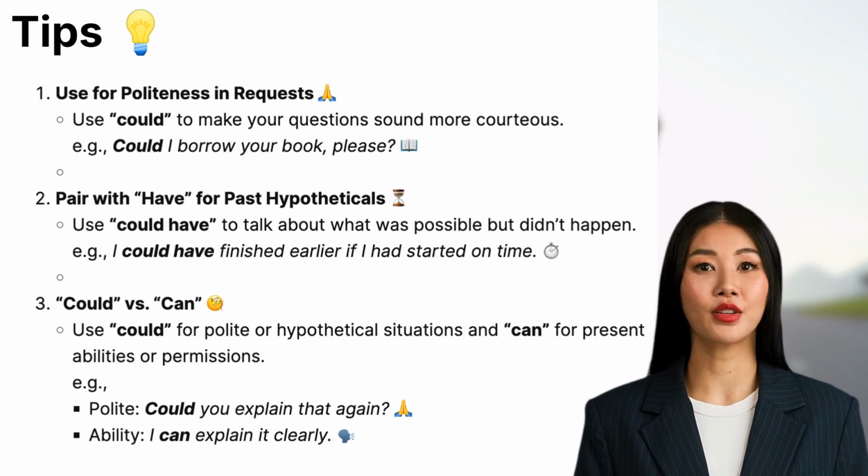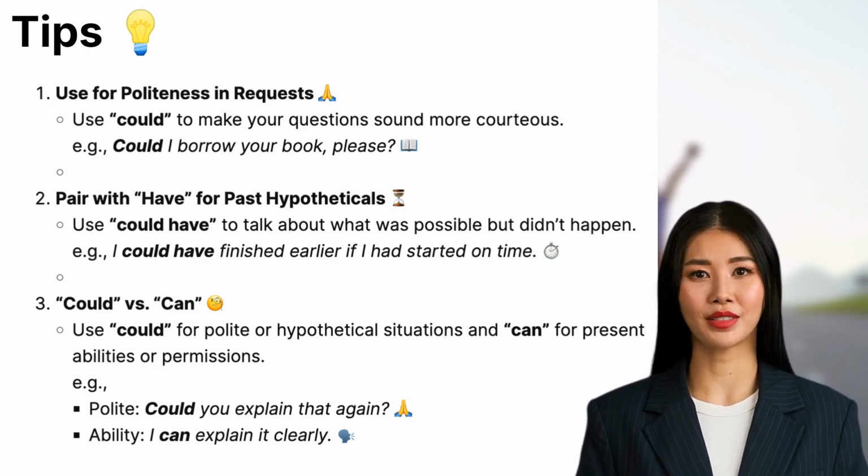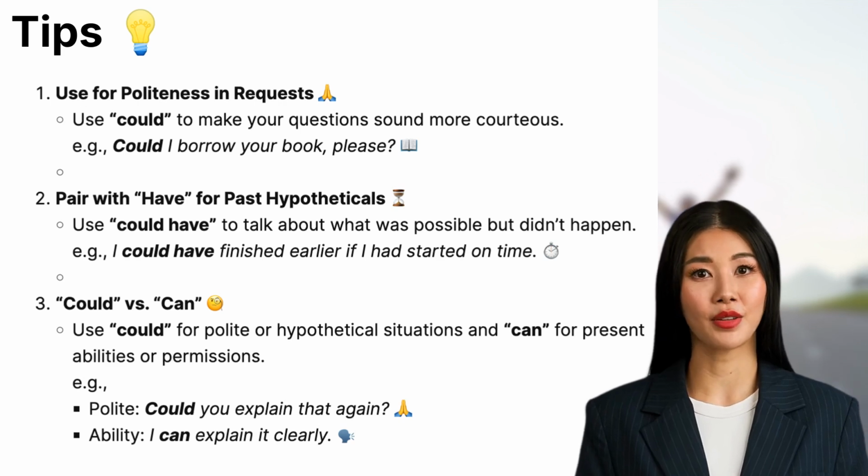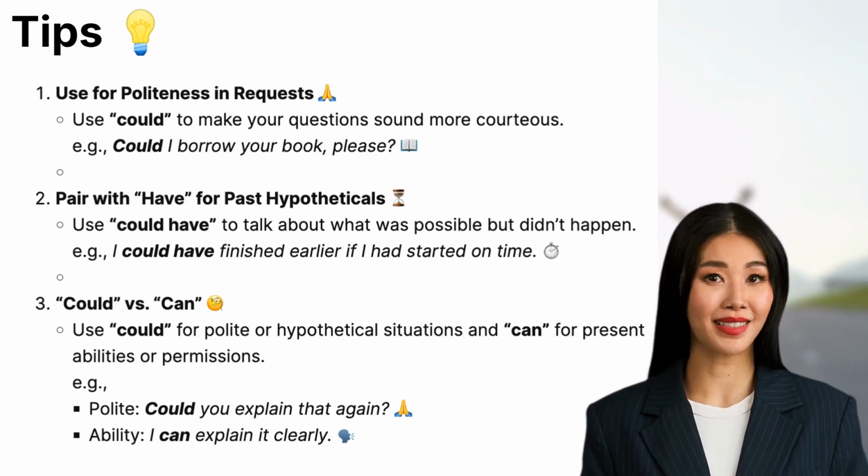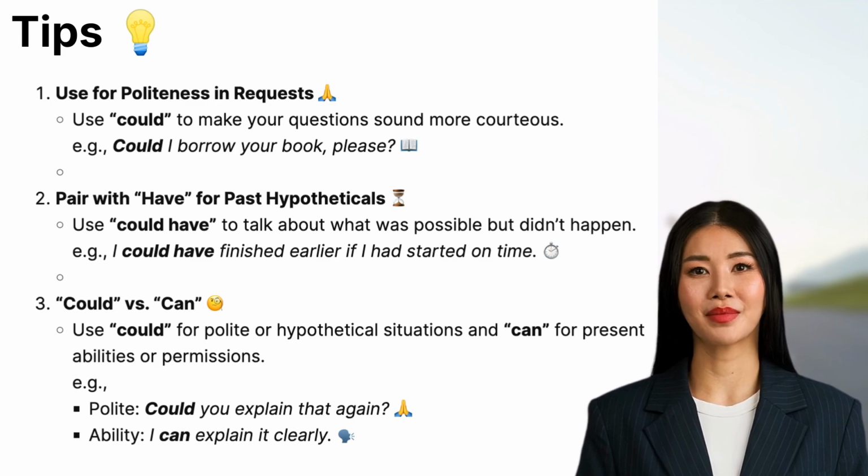2. Pair could with have for past hypotheticals. Use could have to talk about something that was possible in the past but didn't happen. Example: I could have finished earlier if I had started on time.